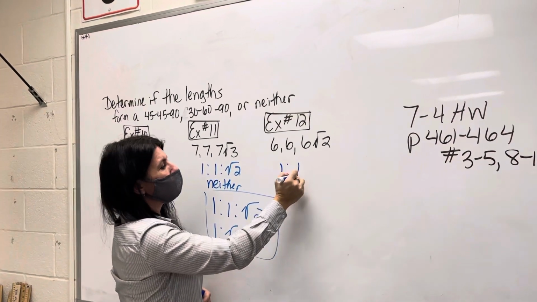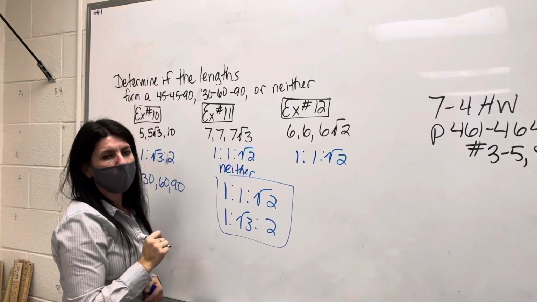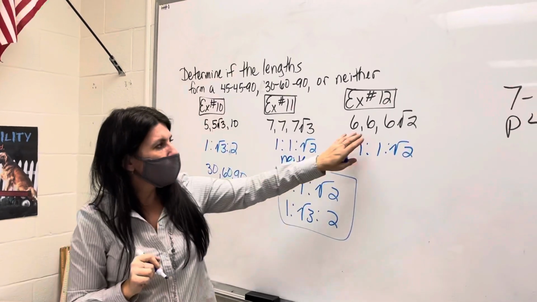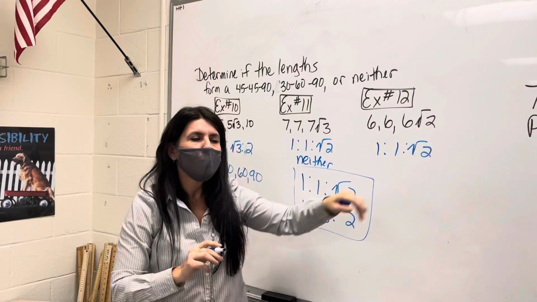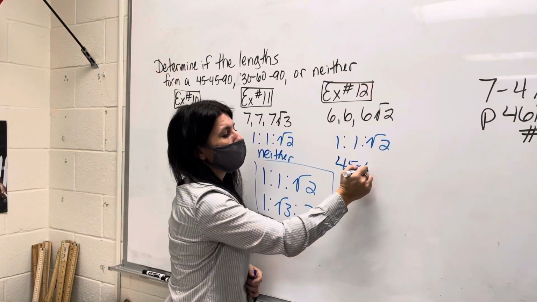The last one, again, it looks like it could be a 45, 45, 90. I want to see if it fits this format. Does it? Yes. The legs are the same. I take a leg, multiply by the square root of 2, and that gives me the hypotenuse. So this one is a 45, 45, 90.